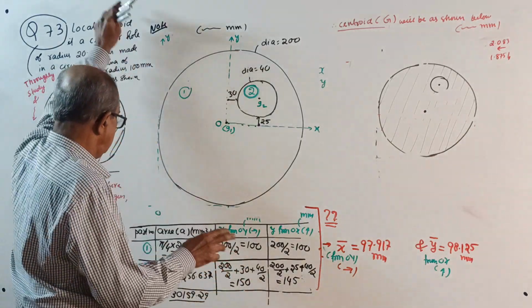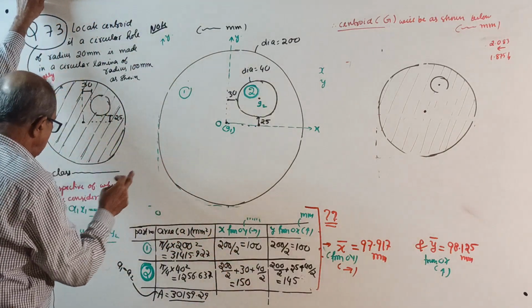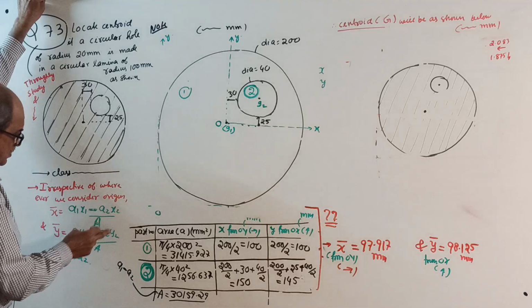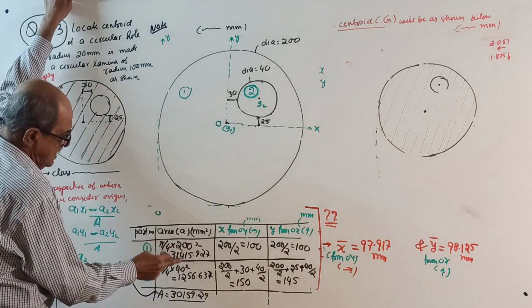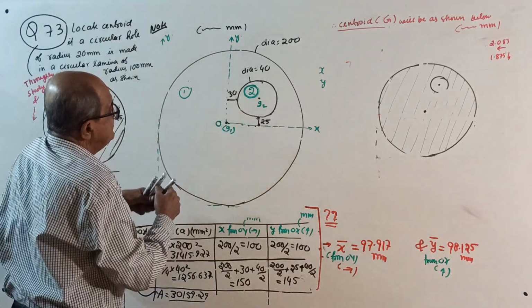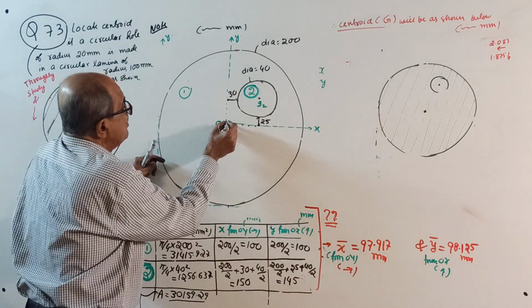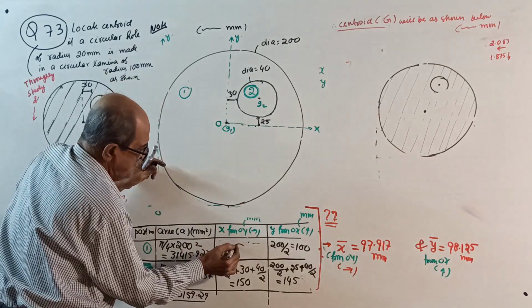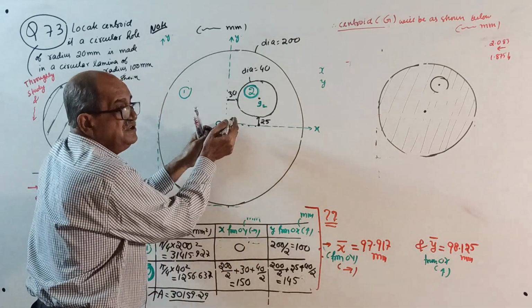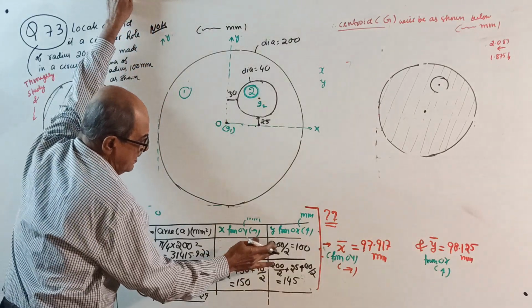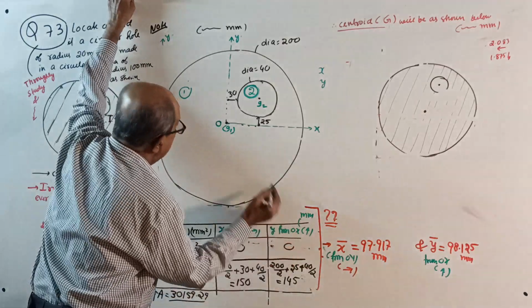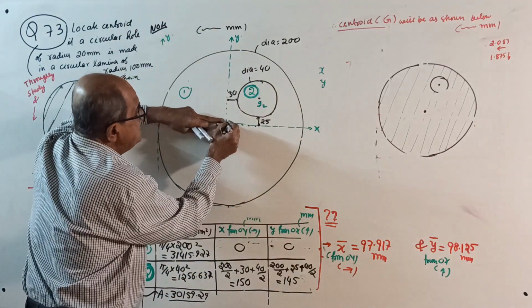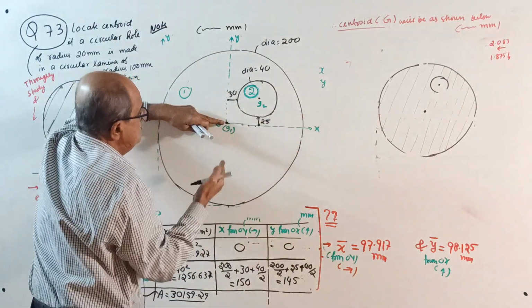See, once again, start. The formula for x bar is A1 x1 minus A2 x2, and the formula remains the same. A1, A2 will remain the same. X1, see, G1 the centroid is here. From here, x is 0 and y is 0. From the origin to centroid G1, there is no x distance, no y distance, 0.